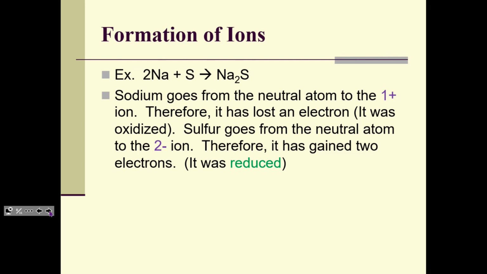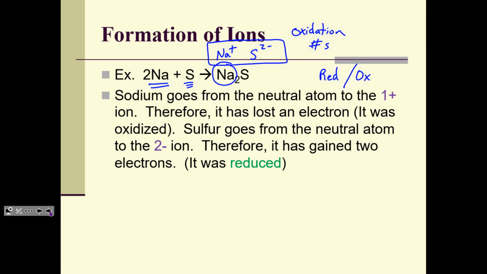So here, sodium goes from the neutral atom to the 1+ ion, Na+, when it forms a compound. Therefore, it has lost an electron, it's been oxidized. Now the sulfur goes from being neutral, and in this compound, it has a 2 negative charge. Therefore, it has gained 2 electrons. It has been reduced. So in the next video, we're going to look at how to determine what we call oxidation numbers. And these are going to help us decide whether something has been reduced or if something has been oxidized.